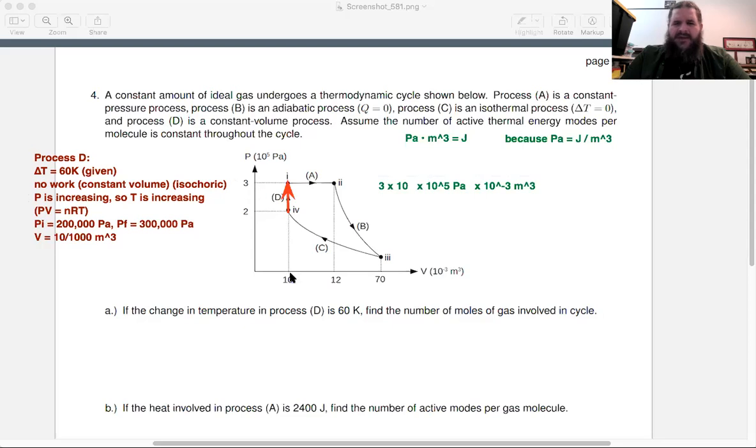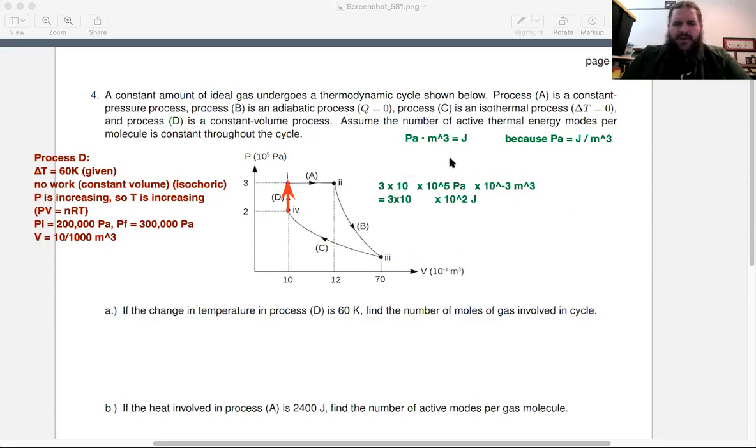When we're multiplying the 3 times the 10, we're actually multiplying 3 times 10 to the 5th pascals times 10 times 10 to the negative 3 cubic meters. The 3 and the 10 you could just multiply as normal, but what do you get if you multiply 10 to the 5th times 10 to the negative 3rd? 10 to the 2? Yeah. You can just add those exponents, so it becomes 10 to the 2. And then pascals times cubic meters becomes what? Joules. Yeah, joules.